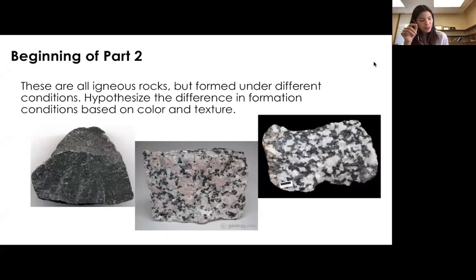In the first half, we talked about formation conditions, but we haven't yet related that to color and texture. So in the second half, that's exactly what we're going to try and do. Figure out how color and texture tells us something about the formation conditions. We're also going to dive into a little bit of a case study on the Yellowstone hotspot.